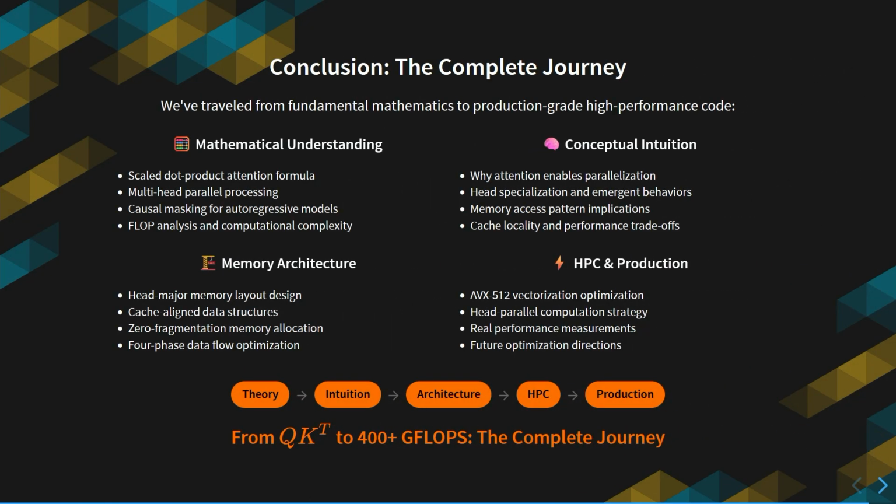So the complete journey: we've traveled from fundamental mathematics to production grade high performance code. Our mathematical understanding includes scaled dot products, attention, multi-head processing, causal masking, and FLOP analysis. Our conceptual intuition covers head parallel strategy, memory layout transition, cache optimization, and AVX-512 vectorization. Our memory architecture uses single allocation strategy, head major layout, precise offset control, and canary protection. Our HPC and production implementation achieves around 400 gigaflops performance, 96% L3 cache hit rates. At least I'm thinking we're getting pretty high.